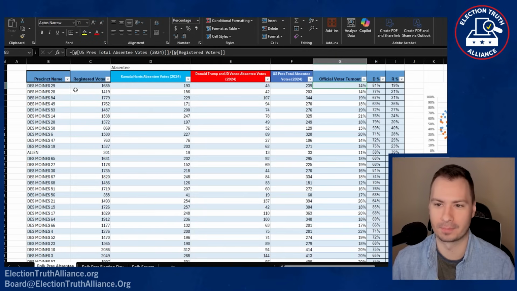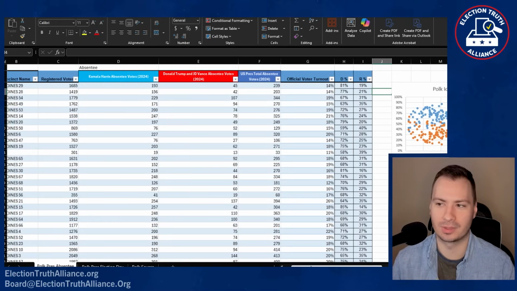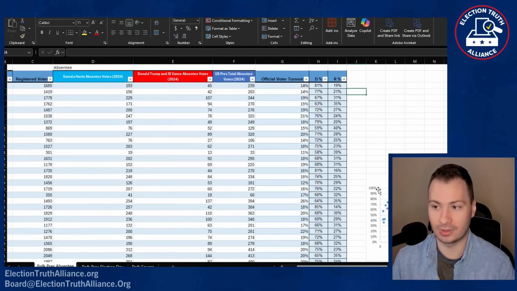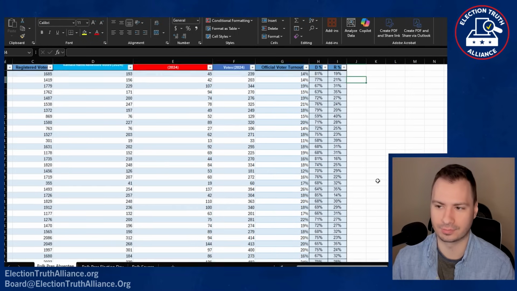So in this case, we have Des Moines, precinct 29. They have 1.6 thousand registered voters, but only 239 voters showed up. So that's about 14% turnout. And then we see of that 14%, the Democrats got 81% and the Republicans got 19% of those votes. That's all that's showing. And then we actually apply some statistical analysis to this, and I'll show you how.